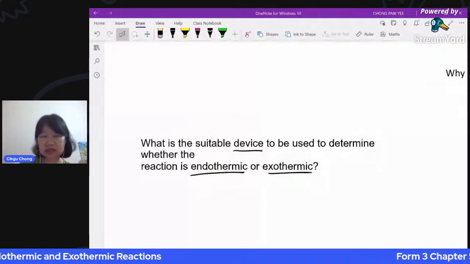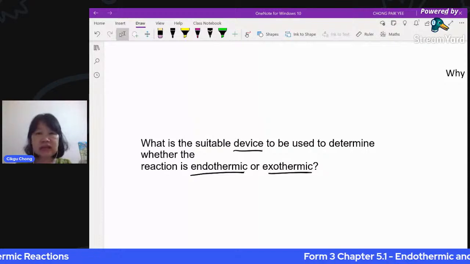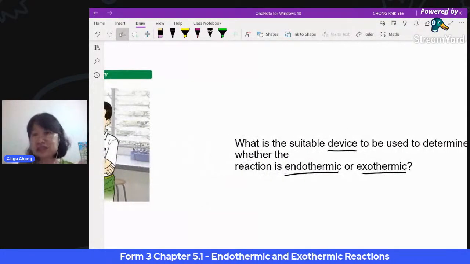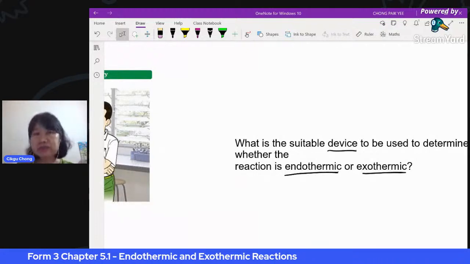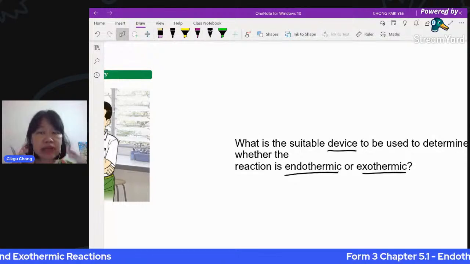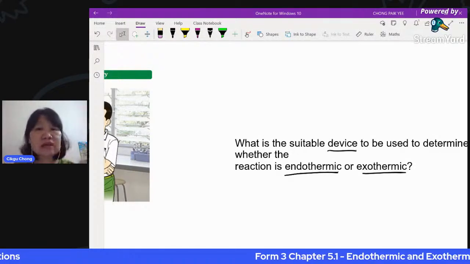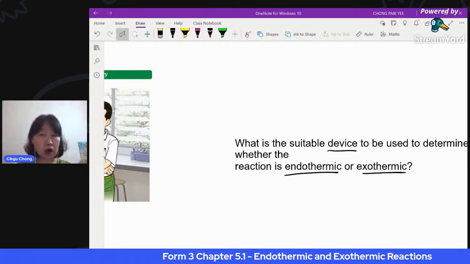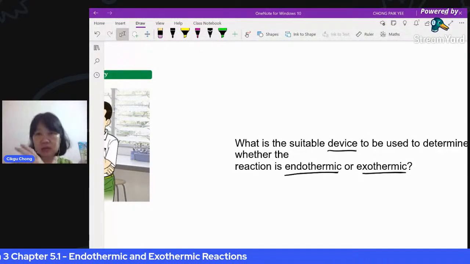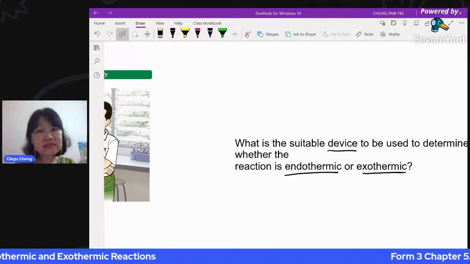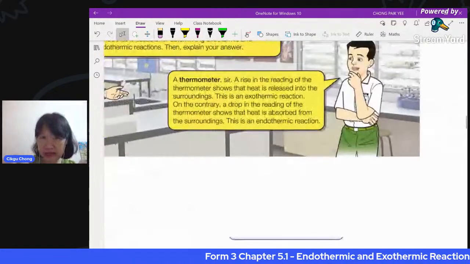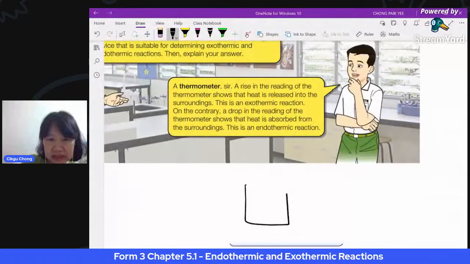It works, unless it's spoiled. You can use it to measure any increase or decrease in temperature. When the temperature increases, it means the reaction must be producing heat. Originally it's not so hot, but once you add the two things together, it becomes hotter, which means it's releasing heat. On the other hand, if you put a thermometer there, let's say this is a chemical reaction.